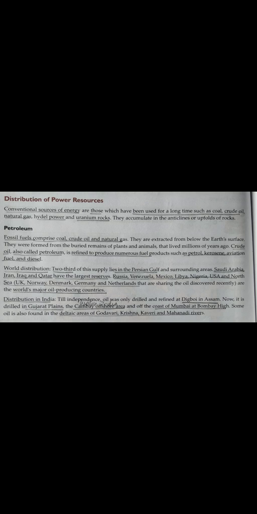So these are the products which are extracted from crude oil: petrol, kerosene, aviation fuel, and diesel. Let us look at the world distribution of petroleum. Two-thirds of this supply lies in the Persian Gulf and surrounding areas. Saudi Arabia, Iran, Iraq, and Qatar have the largest reserves. We all know that Saudi Arabia, Iran, Iraq, and Qatar are in the Middle East. So these areas have the largest reserves of petroleum.